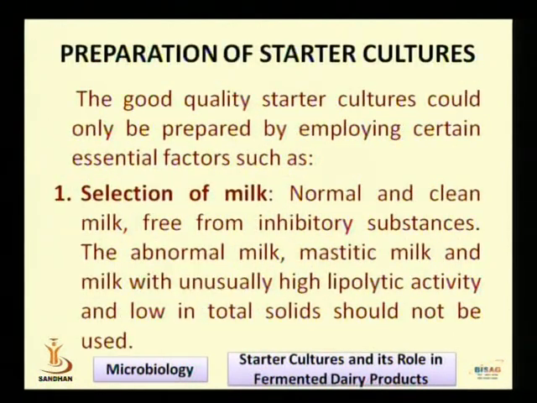Now, how will you prepare the starter culture? For a good quality preparation, one should consider certain factors, such as selection of milk. Normal, clean milk, free from inhibitory substances, should be selected. Abnormal milk, mastitis milk, and milk with unusually high lipolytic activities and low total solids should be avoided.